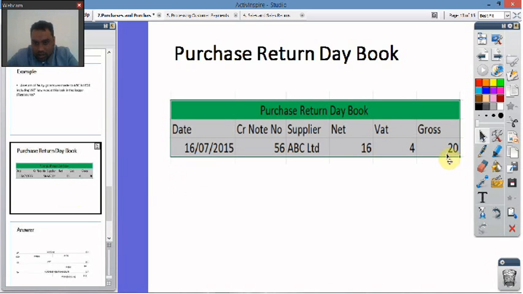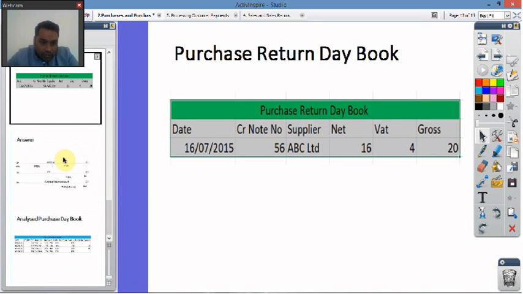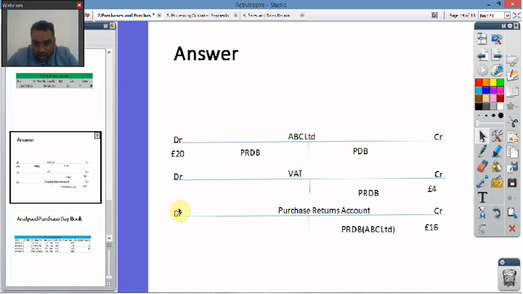The £20 would go in as the gross amount, and then the net amount and the VAT amount you need to work out. And how would this look in the actual ledger accounts? It will go like this. You've got the £16 there and the £20 on that side. These entries will be the opposite of the sales ledger, the ones that we had before. So this £4 here. The purchase returns and the sales returns will basically be the opposite.